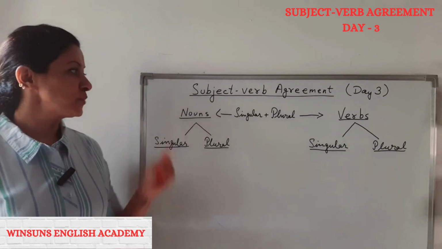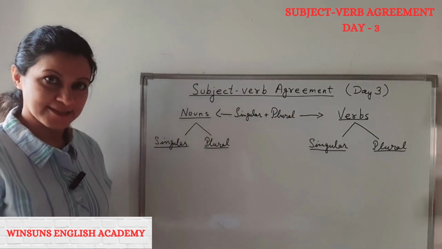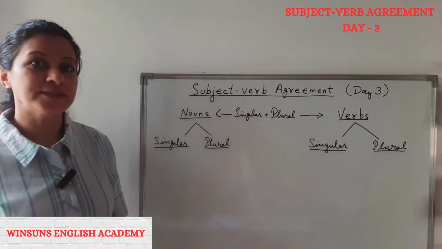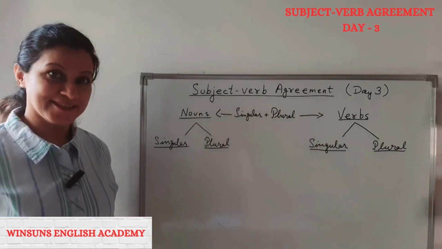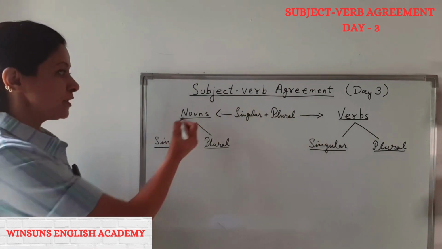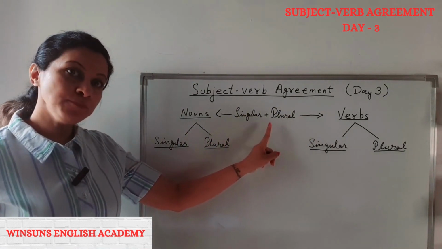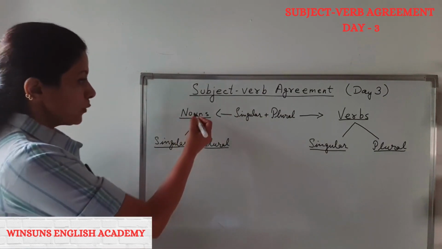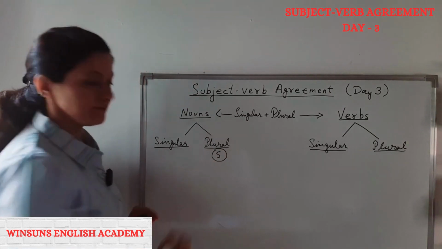Let us first begin with nouns and verbs. This is something we need to understand because the subject can be a noun, pronoun, phrase, gerund, all of that. This basic difference we need to understand. Nouns and verbs both have their singular and plural forms. There's a basic difference. When it comes to nouns, plurals have the S.